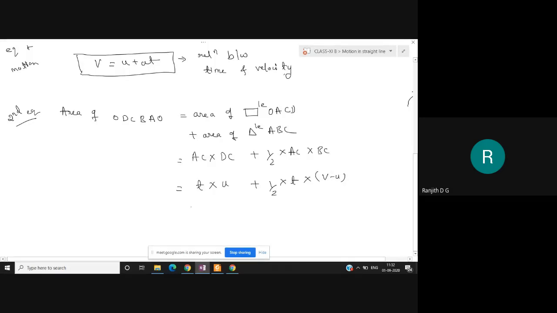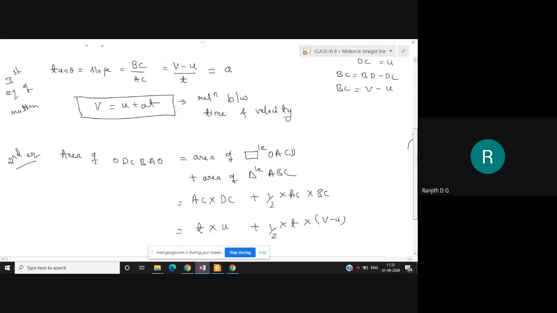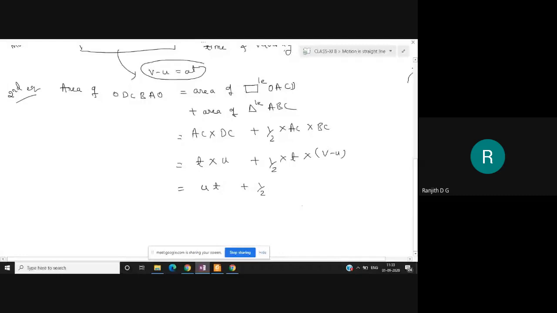All right. Now we get that as ut, plus half t into what is v minus u? In the above equation, what is v minus u? It is at. So substitute that here. I don't want the final velocity in this equation. I don't want to express the displacement in terms of final velocity. I want the relation between distance and time, where acceleration is constant. v minus u is nothing but at, so I substitute that from equation 1.